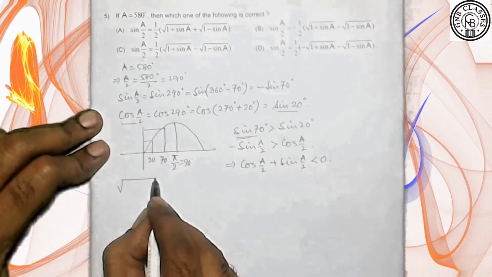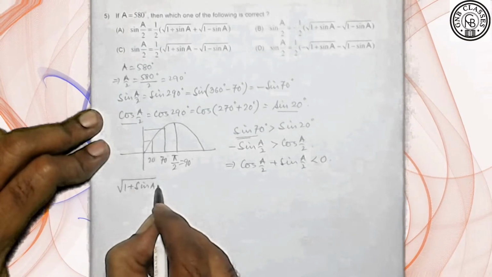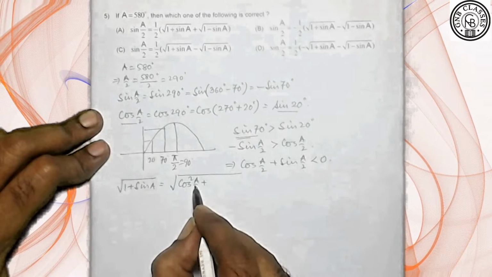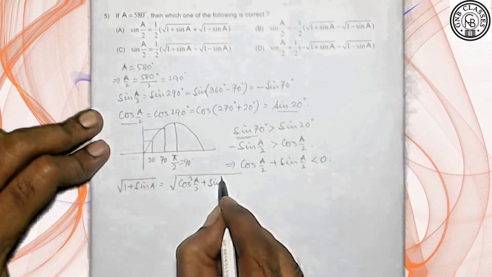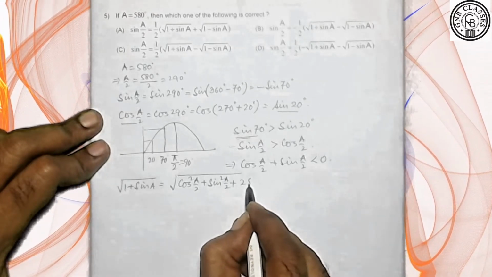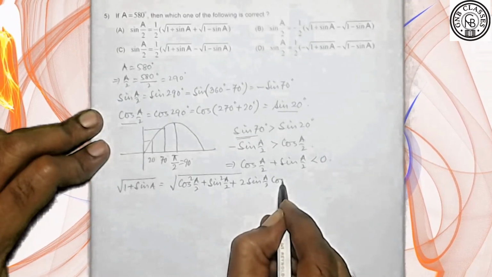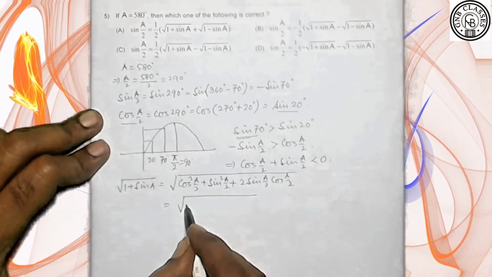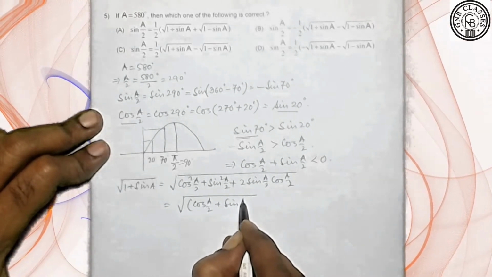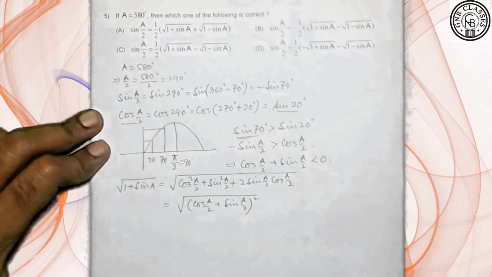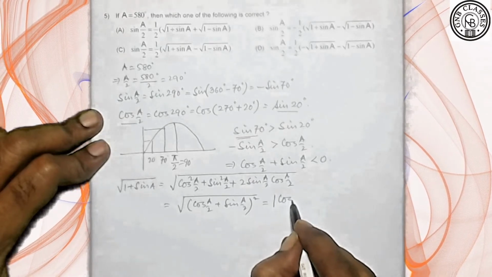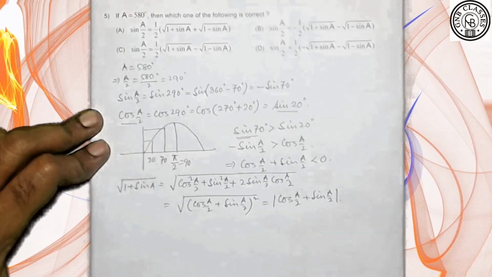Is it clear? Root over 1 plus sine A can be written as under root, 1 replaced with cos square A by 2 plus sine square A by 2, and sine A written as 2 sine A by 2 cos A by 2 within the root. So it becomes under root of cos A by 2 plus sine A by 2 whole square. If I remove the root sign, it will come out with a mod sign. That we all know. Anything which comes out of a root sign is always with a mod sign.